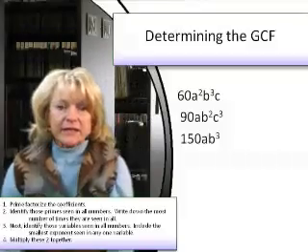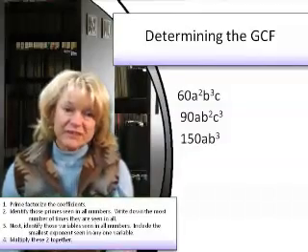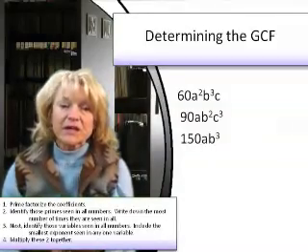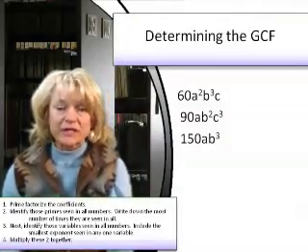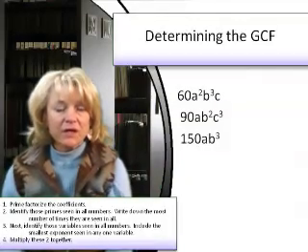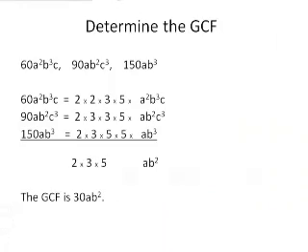Since 60, 90, and 150 are fairly large, let's prime factorize the coefficients. If necessary, use the factor tree to help with your factorizations. We see 1, 2, 1, 3, and 1, 5 common to all factorizations. Only a's and b's are common to all three terms. The smallest exponents on these variables is selected for the greatest common factor.